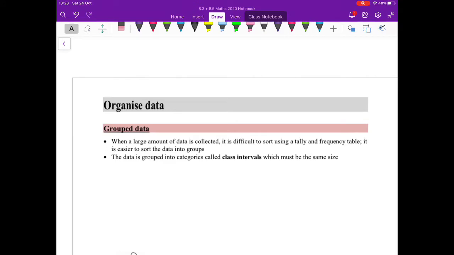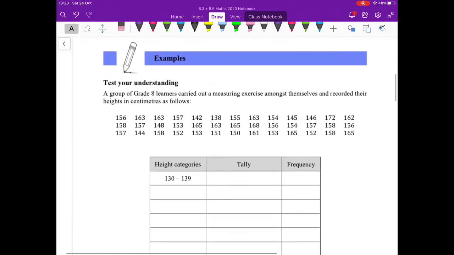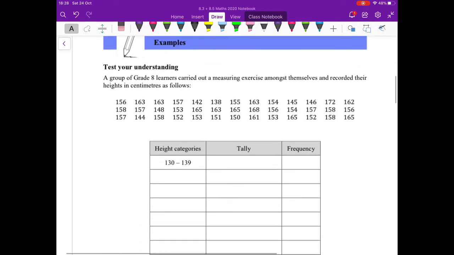We're now going to look at ways of sorting large amounts of data, and we're going to call it grouped data because we're going to group them into categories. The class intervals must all be the same size, and those are the categories into which the data is grouped. So let's look at the test your understanding.